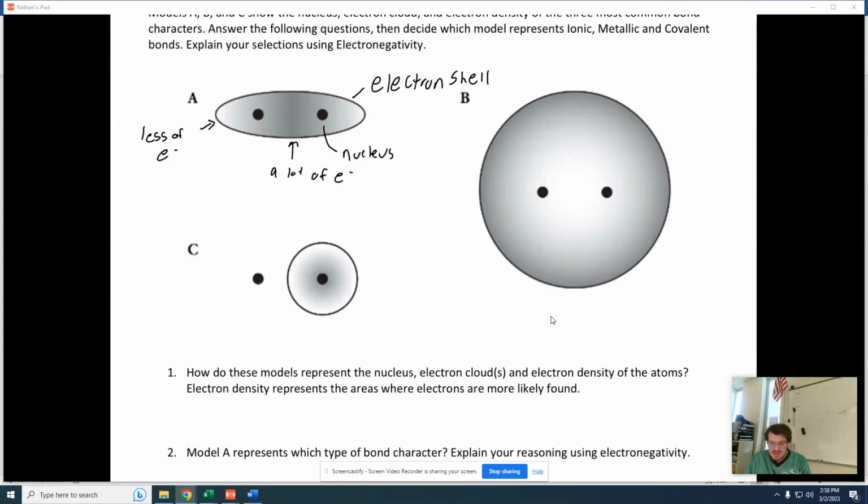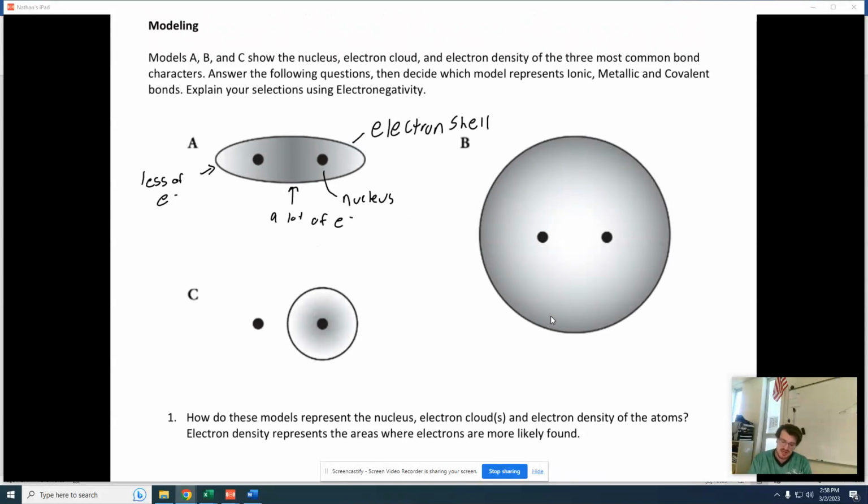The last little bit in our instructions, it tells us to explain our selections using electronegativity. So that means that as we describe things, we should be thinking about the electronegativity of atoms. If something has a high electronegativity, as we've discussed, that means there are also high attractive forces. So if I look at A, all of the electrons in A are stuck in between these two atoms. So the question you should be asking yourself is whether those atoms have a high attractive force or a low attractive force.